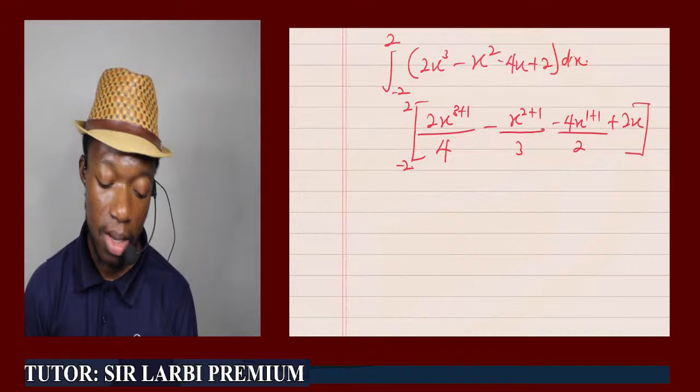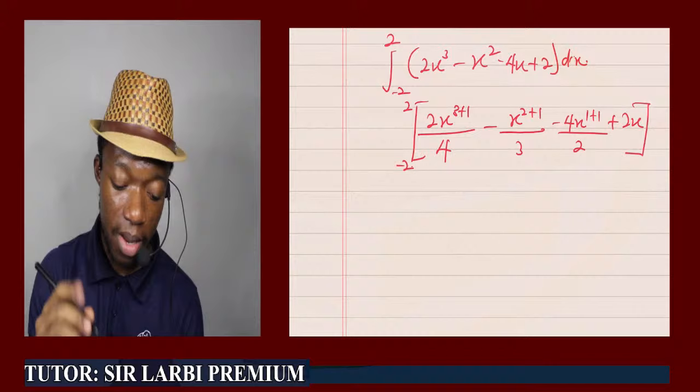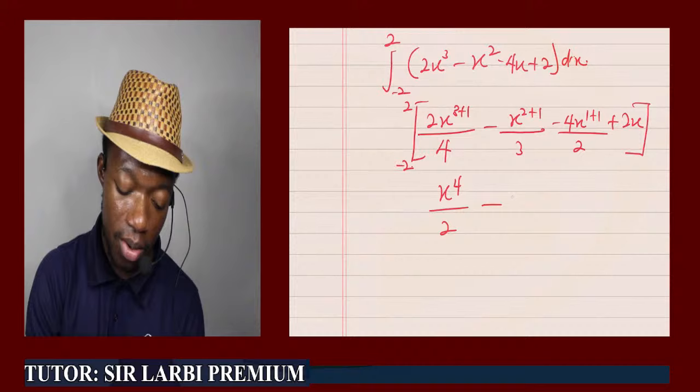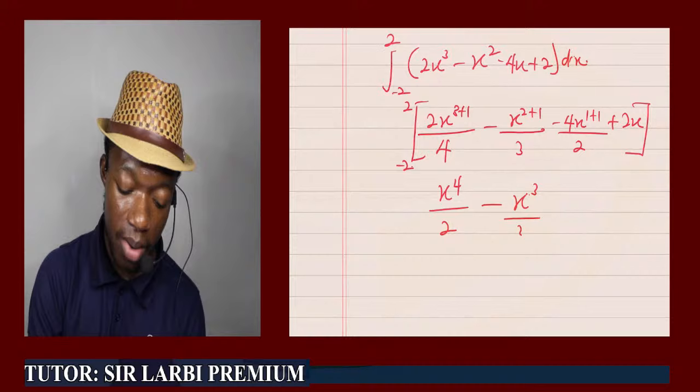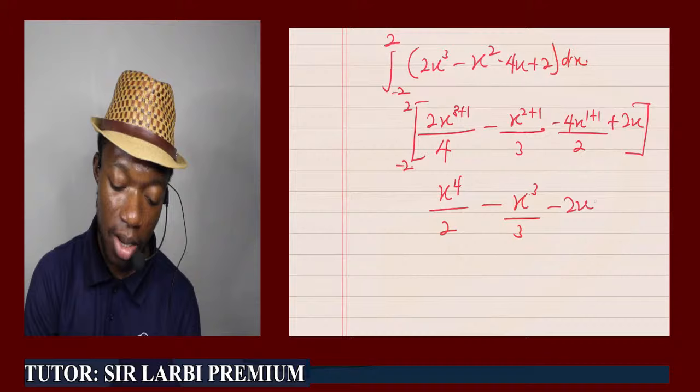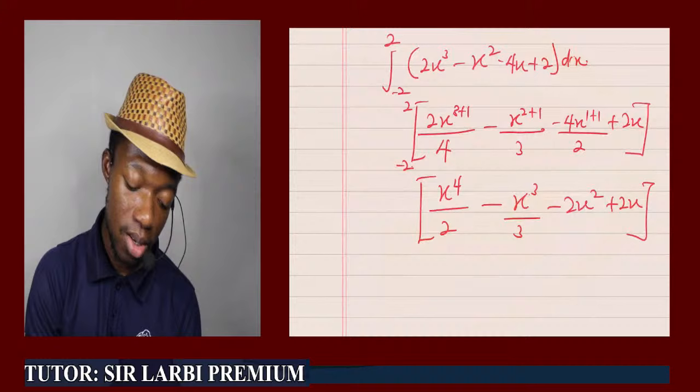So now we can see that 2 can cancel 4 by 2. So we have x to the power 4 divided by 2. Here we have x to the power 3, x to the power 3 divided by 3. Then here 2 can also cancel 4 by 2, so we have 2x squared. Then you have plus 2x. Don't forget your limits, 2 and negative 2.